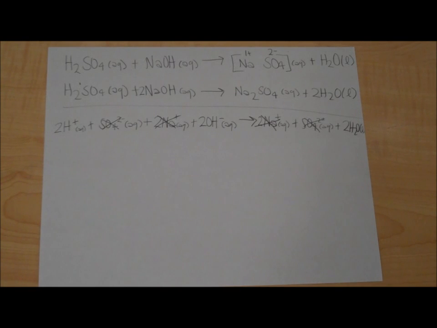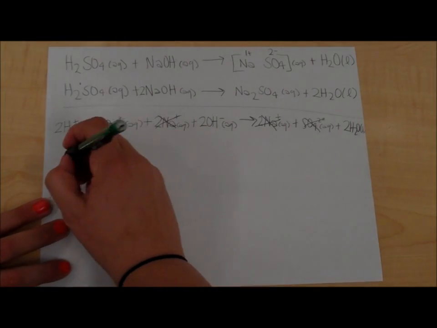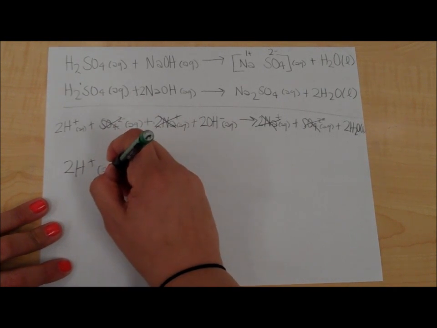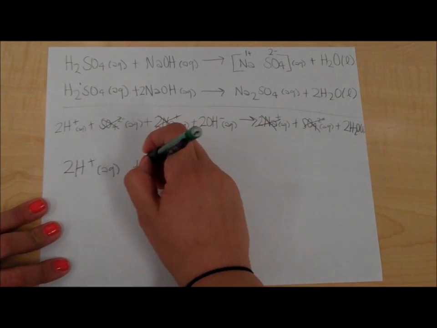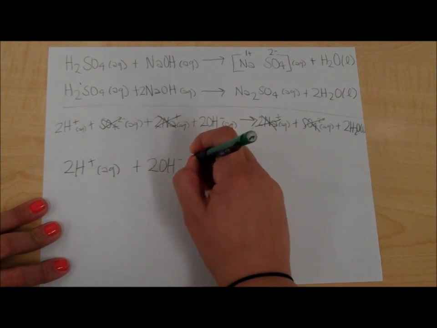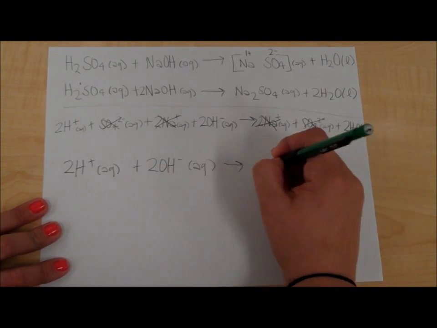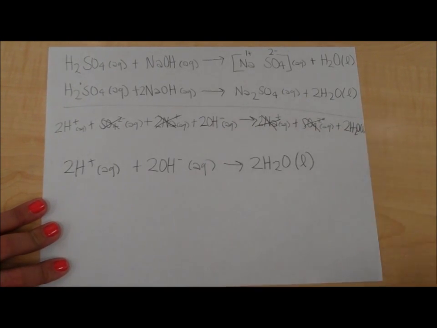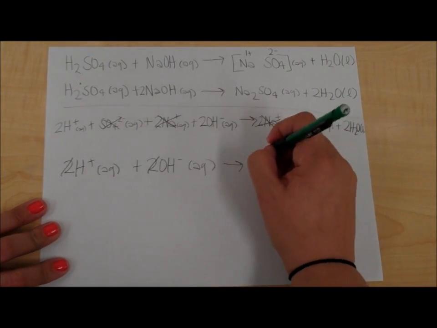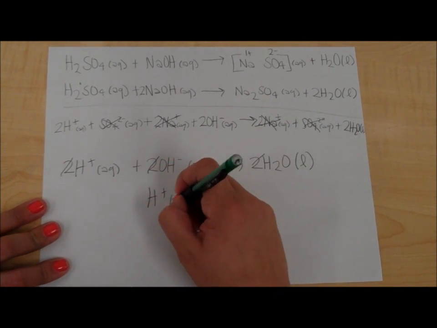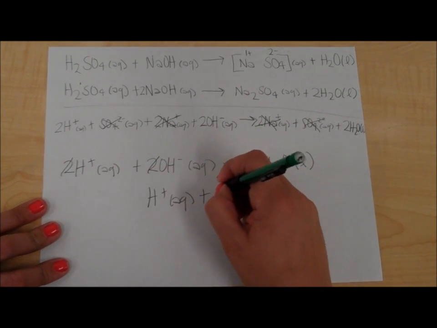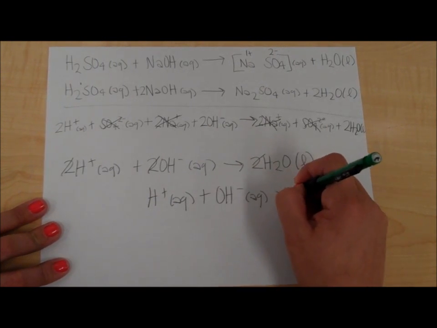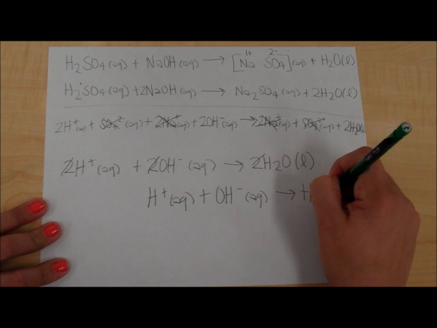So let's go ahead and write everything that was left over and include our liquid H2O. And since there are 2's in front of all of these, we'll cross them out. And our net ionic equation is H+ aqueous plus OH- aqueous yields H2O liquid.